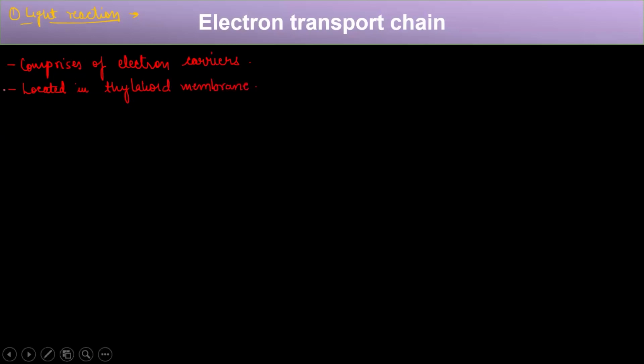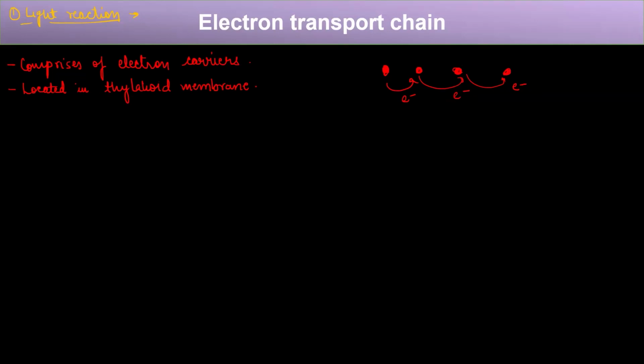What I said is that it comprises electron carriers. It's not like there is only one electron carrier. It comprises a series of electron carriers. So this is one electron carrier, this is another, this is third, this is fourth, and they transfer the electron. This one transfers its electron to the next one, and that transfers the electron to the next one. Likewise, this happens.